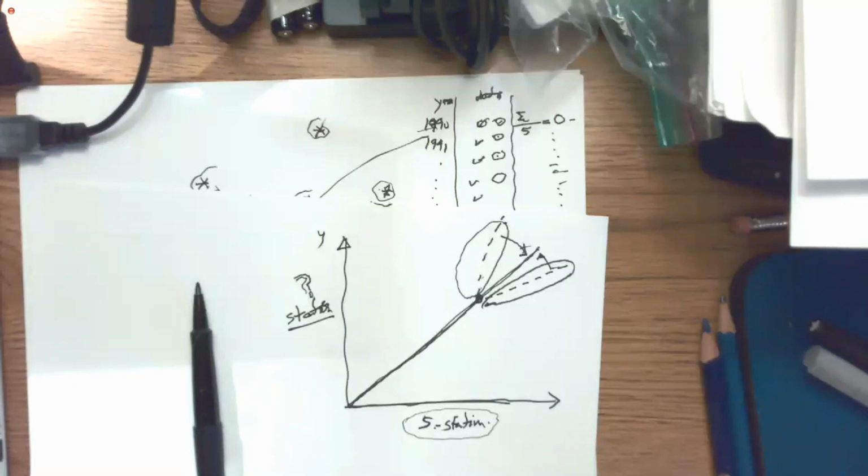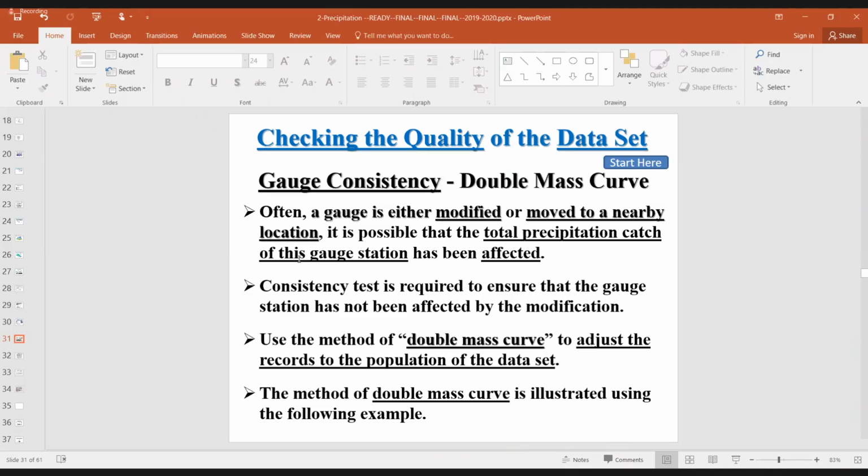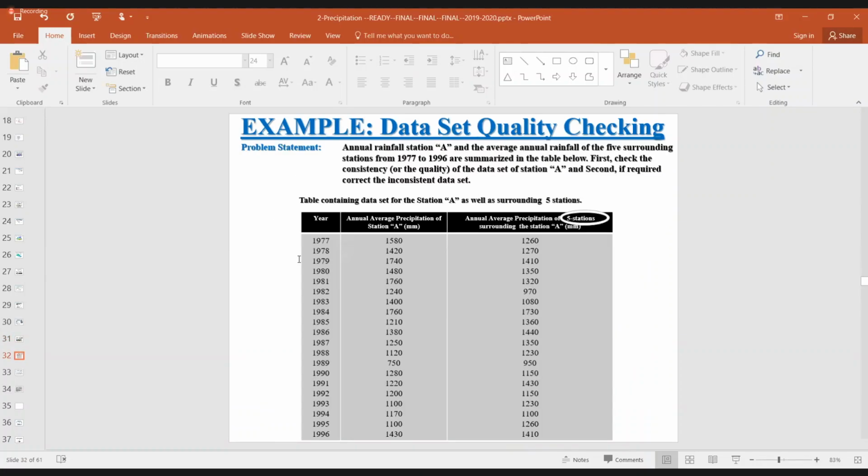So we go back to basic and we go here. Let us look at this example. So there is a problem statement. Let us just understand the problem first. Annual rainfall data at station A, and the average annual rainfall of five surrounding stations, as I showed through the document camera, are listed here.